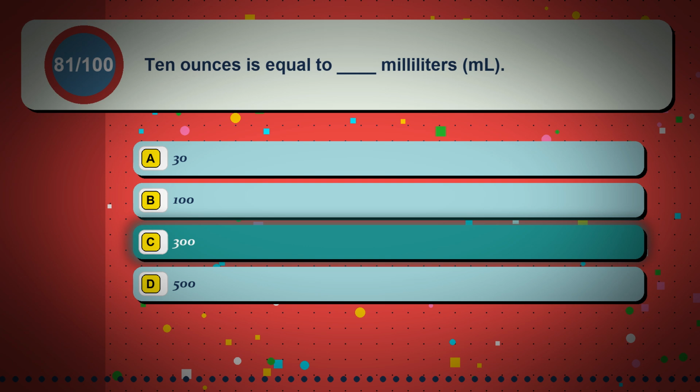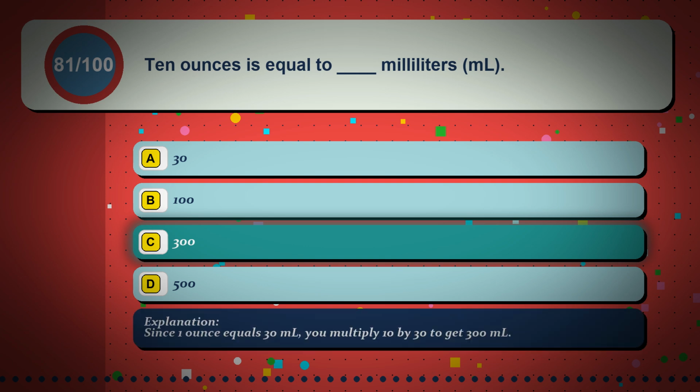The correct answer is option C, 300. Since 1 ounce equals 30 ml, you multiply 10 by 30 to get 300 ml.